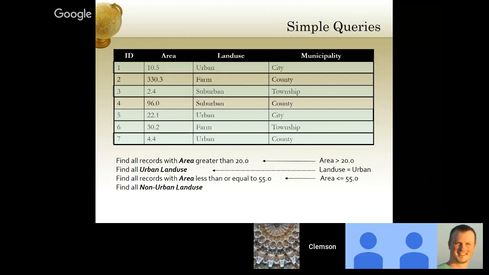How would we search for, what would our statement be to find non-urban land use? Land use not equal to urban, right? So if you see these less than or greater than signs pointing out, that generally means not equal to. All right.